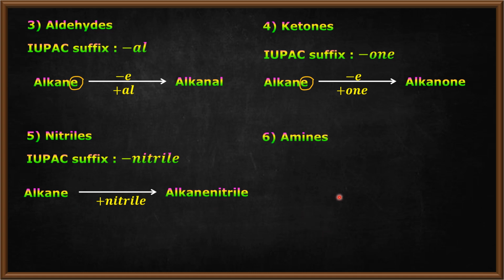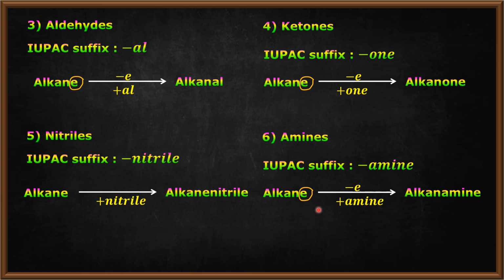Next, amines. See here, the IUPAC suffix is amine. Here also we have to drop E from the primary suffix: alkane minus E plus amine, because it is beginning with suffix A. So, alkanamine.